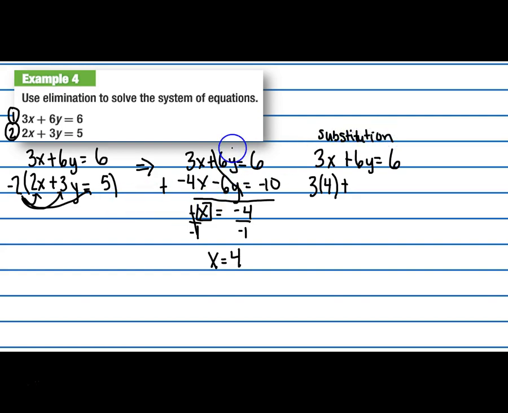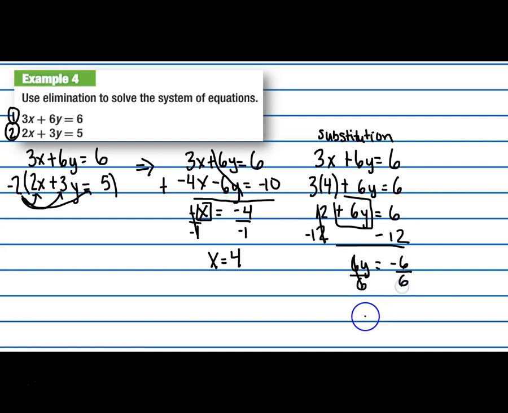So whenever we do elimination, it's going to help us get rid of one of our variables. Then we're going to use that variable that we just found to help us with substitution to find our second variable. So 3 times 4 is 12 plus 6y, which is equal to 6. Box that up. -12 minus 12. That goes away, that's eliminated. 6y is equal to negative 6, divided by 6 on both sides. Then I get y is equal to negative 1.